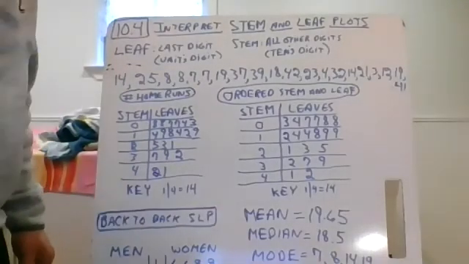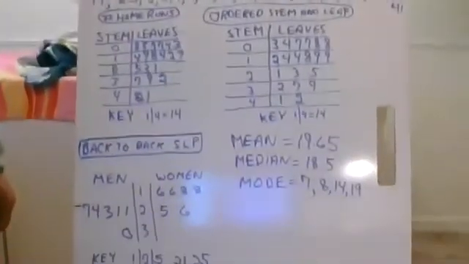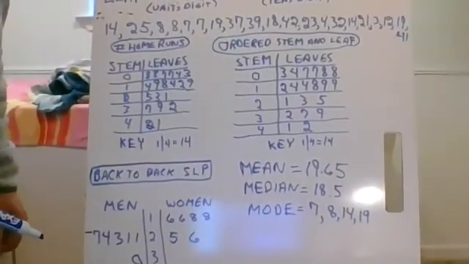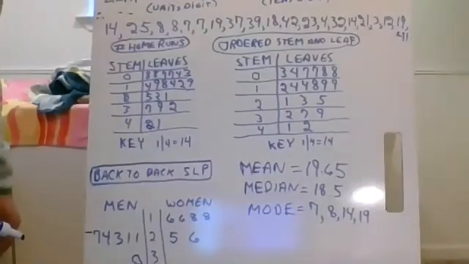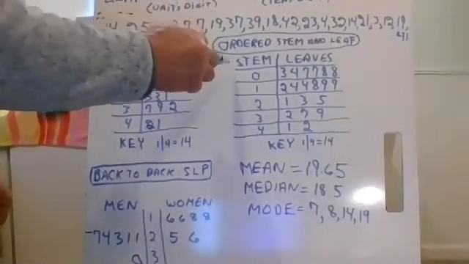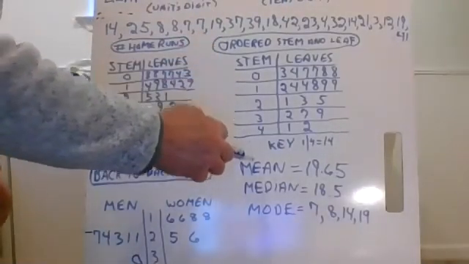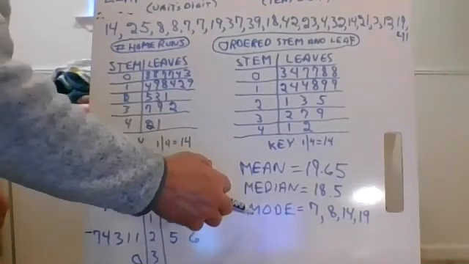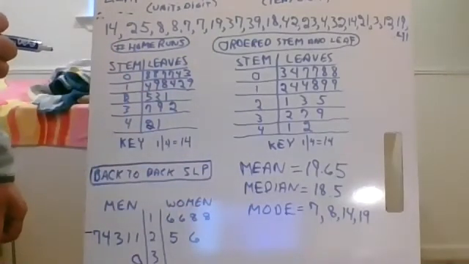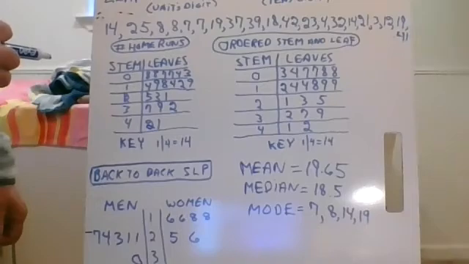Okay? Do we have that? Is everybody seeing this? Yeah. Give me a yes. Yes. Yes. Yes, okay. So we take the data, we put it in an ordered stem and leaf plot, then you compute the mean, the median, and the mode. That's how we're using a stem and leaf plot.